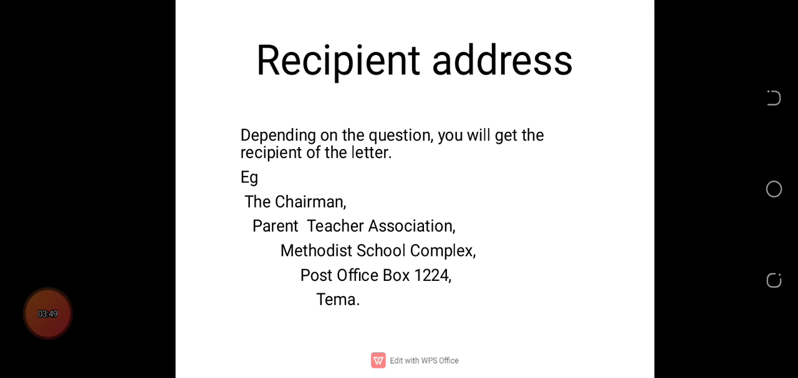Now the next we look at is the recipient address. This is written at the left hand corner just below the sender's address, moved to the left hand corner of the page or book you are using. For that, we assume we are writing a letter to the PTA chairman. So we have the Chairman, Parent Teacher Association, Methodist School Complex, Post Office Box 1224, Tema. So this is the recipient address.